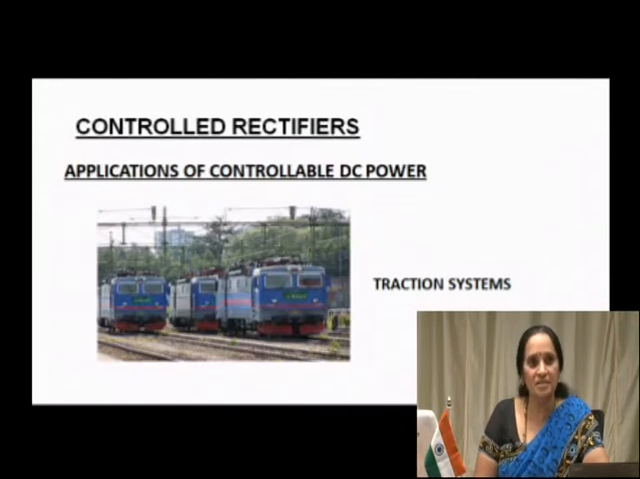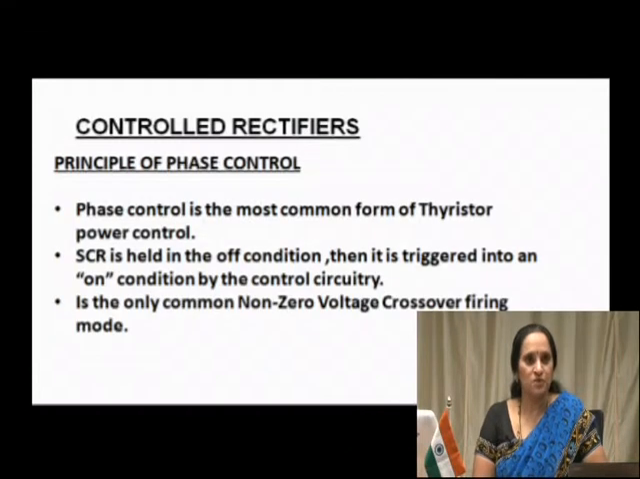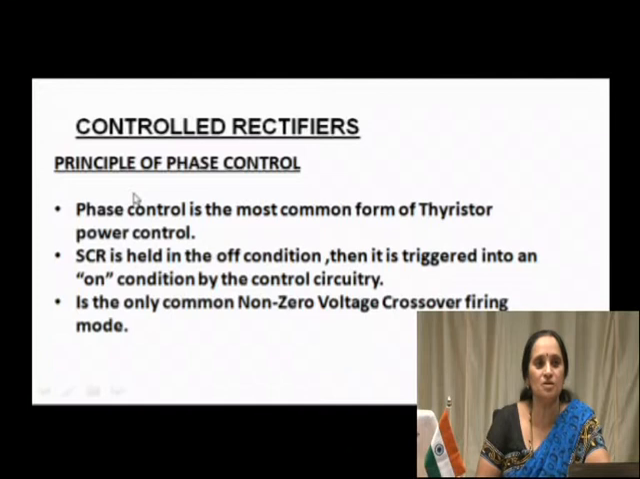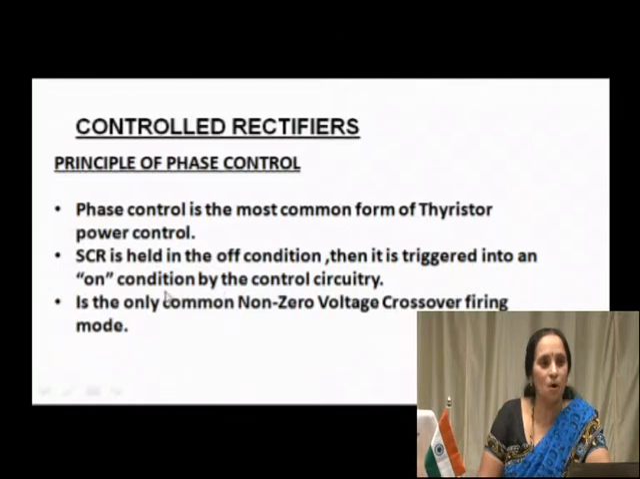So, that being the case, I think it is best to know how I am going to get this controllable DC power by making use of the control rectifiers, that is the thyristors. So, moving on to the principle of phase control. Phase control is the most common form of thyristor power control, and in this normally the SCR, which is in the off condition, is going to be triggered into the on condition by the control circuitry.